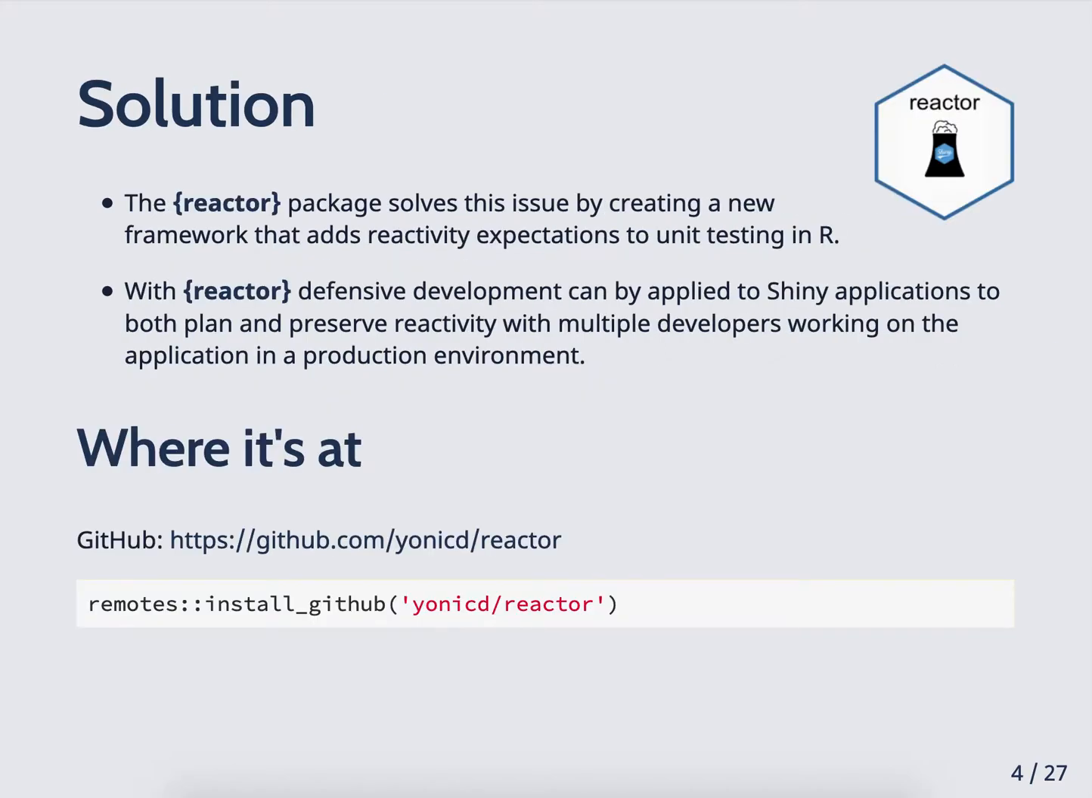The solution given here is a package that solves this issue by creating a new framework that adds reactivity expectations to unit testing in R. With this package, defensive development can be applied to Shiny applications to both plan and preserve reactivity with multiple developers working on an application in a production environment. It can be found at github.com/YaniCD/Reactor.